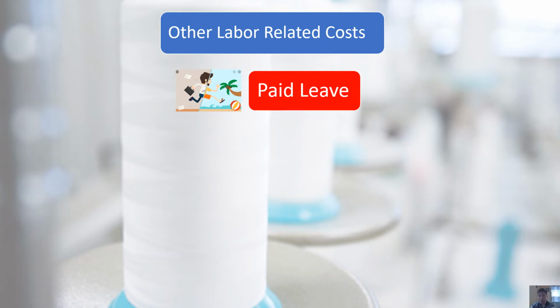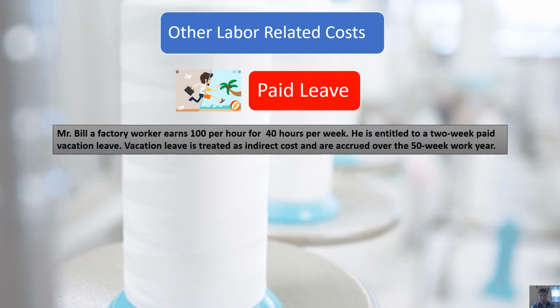So let's say for example, we have Mr. Bill again. So Mr. Bill, a factory worker, earns 100 per hour for a 40 hours per week. He is entitled to a 2-week paid vacation leave. So vacation leave is treated as indirect cost and are accrued over a 50-week work year. So ang kailangan nating tandaan sa illustration na to is ilang araw ba magli-leave sa empleyado na meron siyang bayad. So in this case, ano daw yan? So meron daw siyang 2 weeks. So dahil meron siyang 2 weeks, so meron tayong equivalent of 80 hours yan during the week.